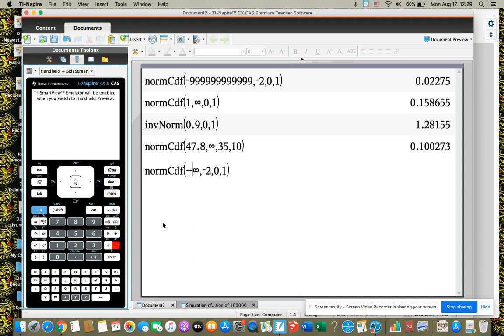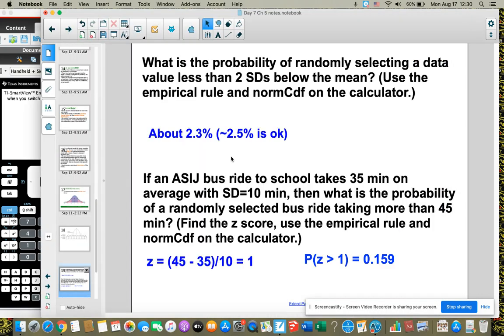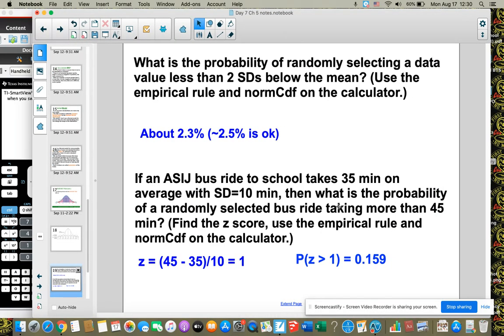So I can go from negative infinity up to -2 standard deviations because I'm going below 2 standard deviations. You put in your mean and put in your standard deviation. Since I'm just using a kind of a standardized normal curve, I'm using 0 and 1. So the mean of 0, standard deviation of 1. And when you hit your enter, you get your 2.3%. So that matches what we thought it should be, right? Move this out of the way. Okay. So let's do the next one here. Sorry, hopefully you can see this okay.